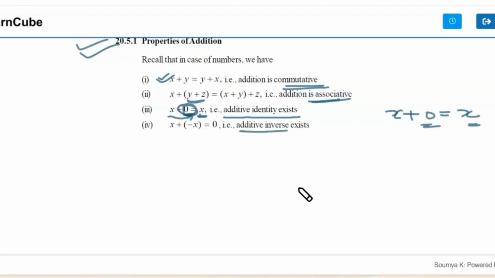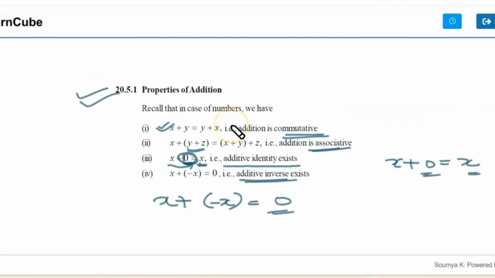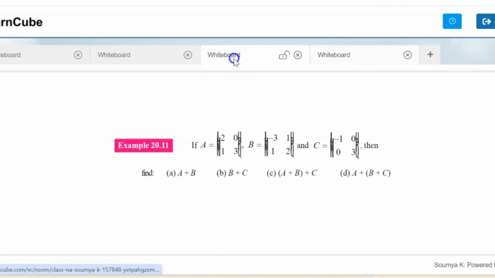Next one is additive inverse. That means you have something that results in your zero solution. That means x, when added to minus x, will give you 0. So that's the properties of your matrix addition. So these four properties are there for your matrix addition. Let's move on to the other question to see this.